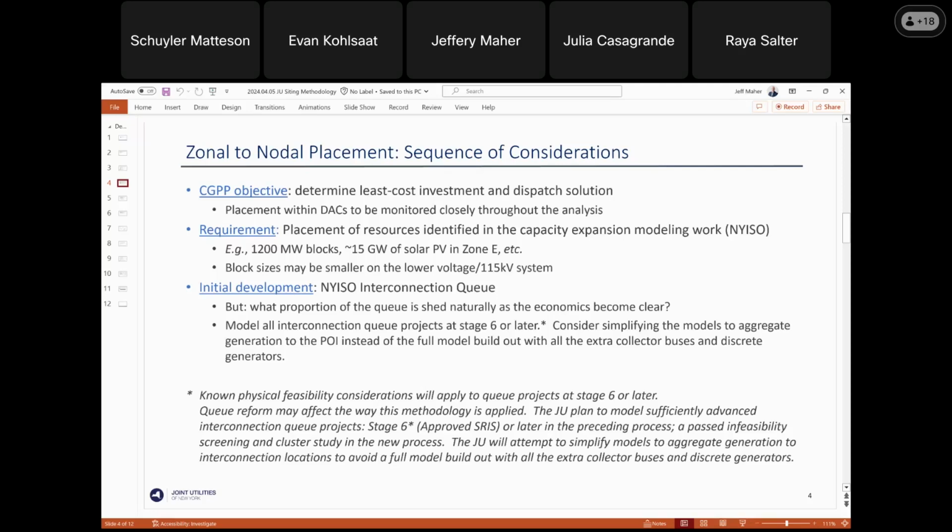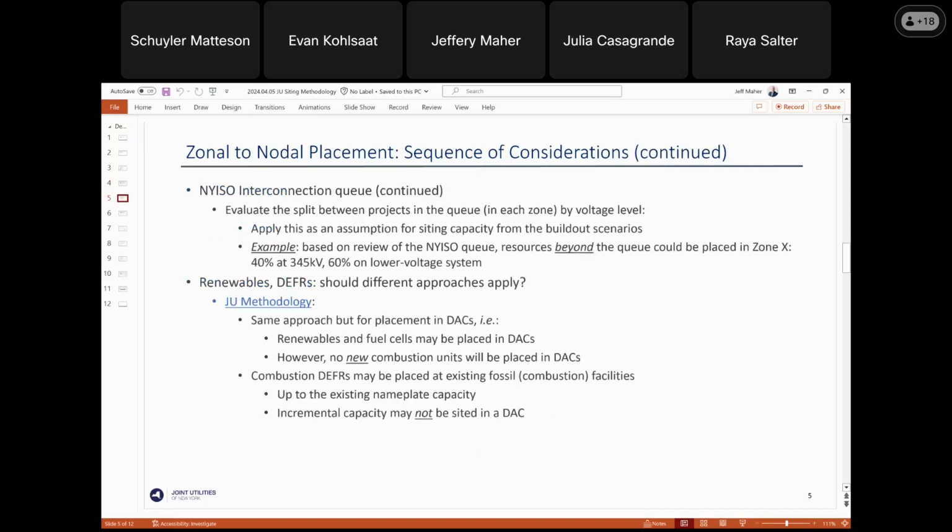Next slide, please. Okay, so continuing on the interconnection queue here, the other point is that we may want to evaluate the split between projects in the queue within each zone by voltage level, as a way to inform where generation may need to be placed. So, for example, based on the review of the NYISO queue, resources beyond what's in the queue already might be placed in a given zone in this way. For example, if we saw that 40% of the queue projects were going to be placed on the 345 kV system and 60% on the lower voltage system, we could carry that same ratio forward as a way of properly accounting for where developers are interested in interconnecting on the system.